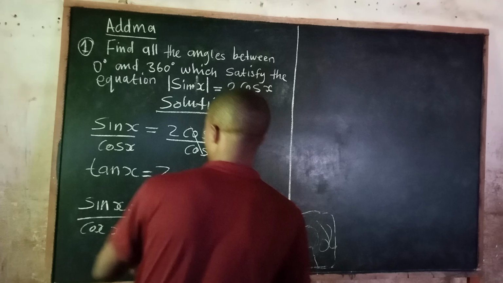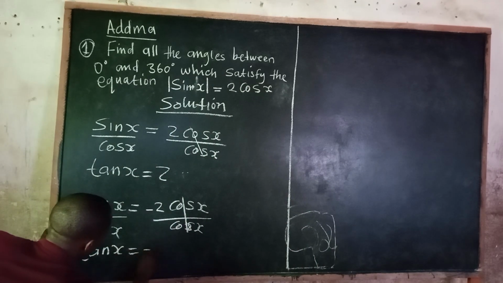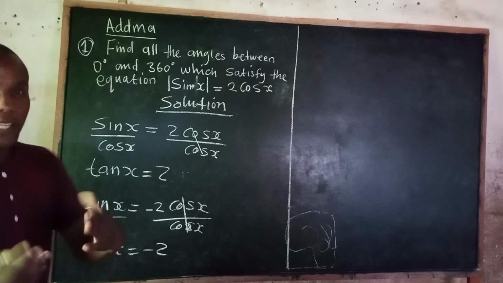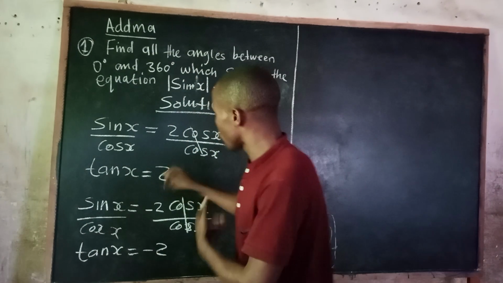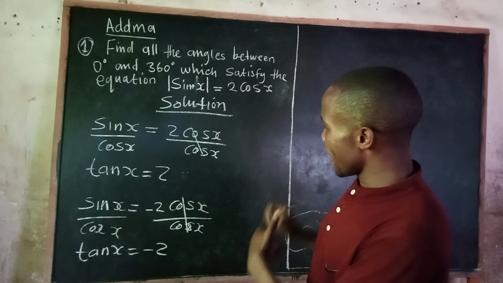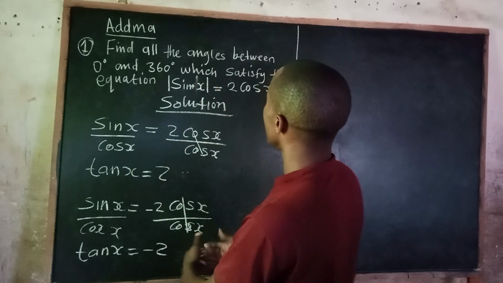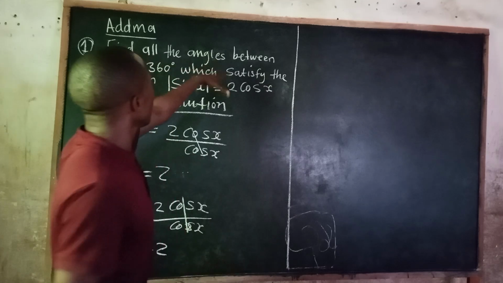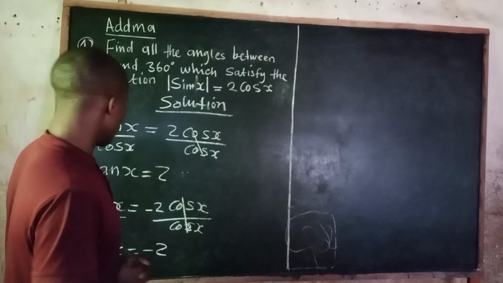So this time around we are going to have tan x is equal to -2. As you can see now, we have two equations. We have tan x equals +2 and tan x equals -2. Having done this, let us find the angles between 0 and 360 degrees.